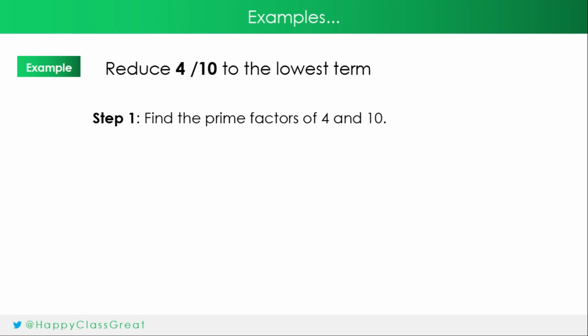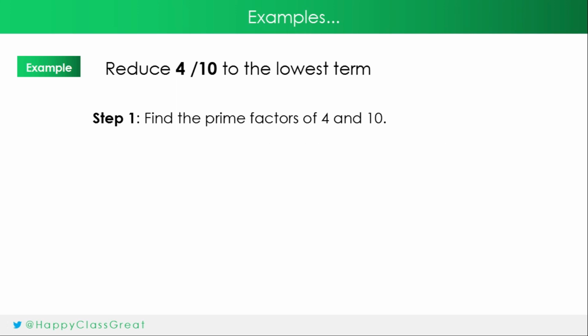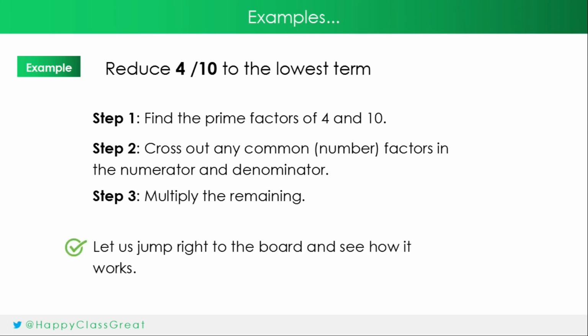We are going to go to the board and I will explain everything to you in detail, so don't worry if you don't understand it. The first step is that we are going to find the prime factors of 4 and 10. The second step is that we are going to cross out any common factors or common numbers in the numerator and the denominator, and we are going to multiply the remaining. So let's jump right to the board and see how it works.